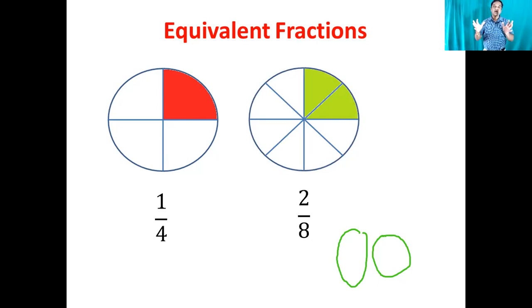Now look at both the circles and see the shaded part of both, whether it is equal. Yes, definitely. So these two fractions, 1 by 4 and 2 by 8, are showing the same part of the whole circle, and that's why they are known as equivalent fractions. So now we have seen what it means by improper fraction, what it means by mixed fraction, what it means by unlike fractions, and what it means by equivalent fractions.